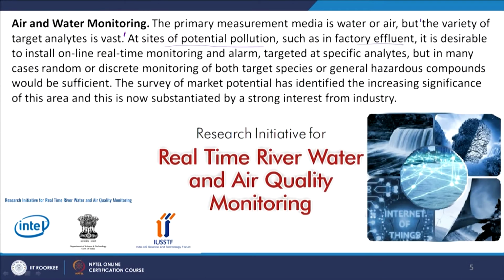So it is desirable in sites of potential pollution, such as factory effluent, where we are already expecting pollution, to install online, meaning data goes to internet directly, real-time monitoring and alarm targeted at specific analytes. But in many cases, random or discrete monitoring of both target species or general hazardous compound would be sufficient.